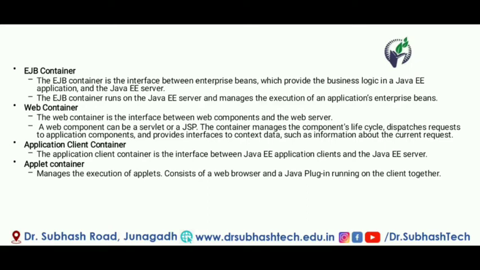Next one is the application client container. The application client container is the interface between the Java EE application client and the Java EE server. So it works between the application client and the application server. Some processes that we need to interact with are done by the client and the server, and the resources are provided by the application client container. And the last one is the applet container. It manages the execution of applets, and it consists of a browser and a Java plugin running on the client together.